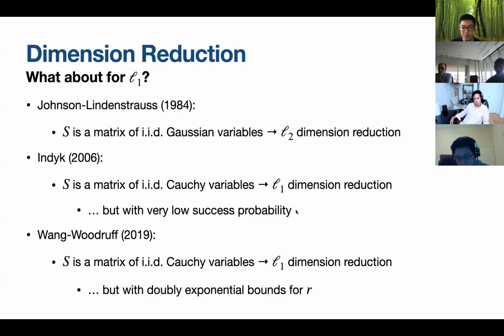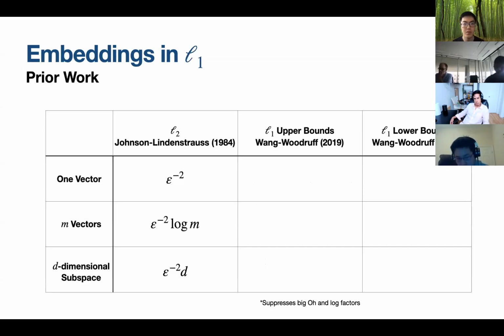So let's take a look at these results a bit more. I'm just going to be comparing the upper bounds and lower bounds obtained by Wang and Woodruff against the L2 results for Johnson-Lindenstrauss. For one vector, the upper bound obtained by Wang and Woodruff using the Cauchy variables is doubly exponential in 1 over epsilon squared. So this is definitely undesirable. And the corresponding results for M vectors and D-dimensional subspaces are similarly doubly exponential, where essentially the bounds are whatever you get for Johnson-Lindenstrauss for L2, but you take the double exponential.